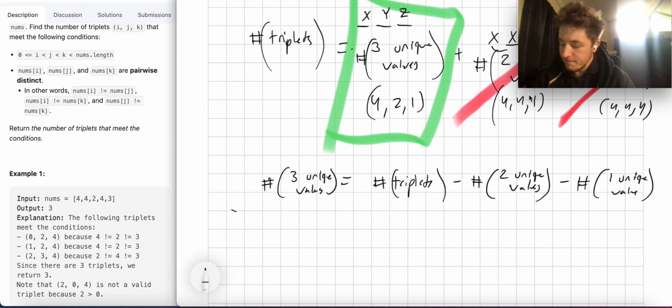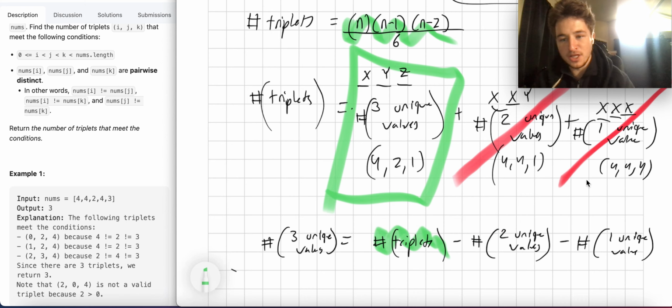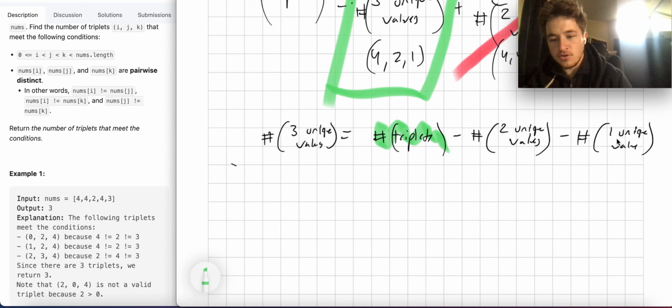So we already know how to find this, because the number of triplets is just this formula here. So we need to think about whether we can find a formula for 2 unique values and 1 unique value.